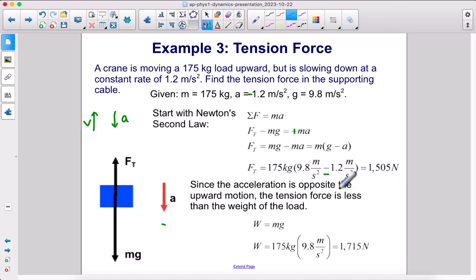Since the acceleration is opposite the upward motion, the tension force is less than the weight of the load. Remember, the load weighs 1,715 newtons. Now the tension's only 1,505.